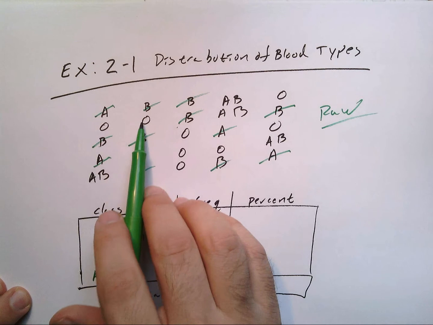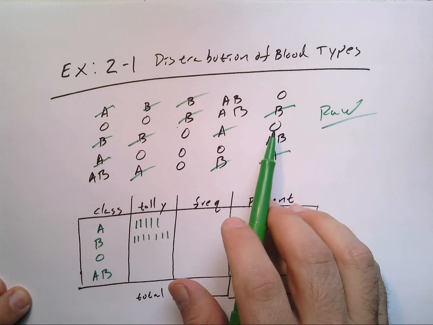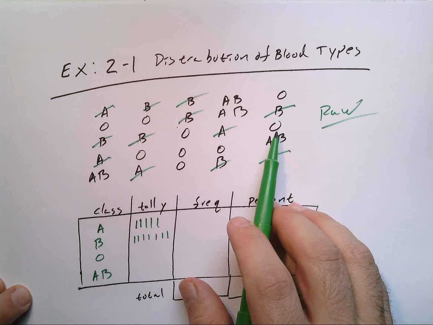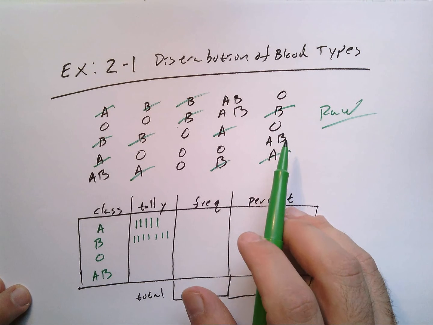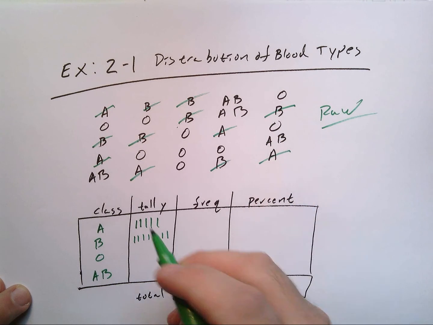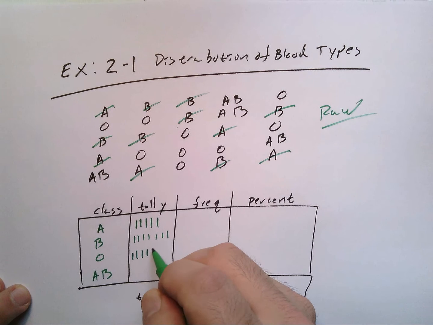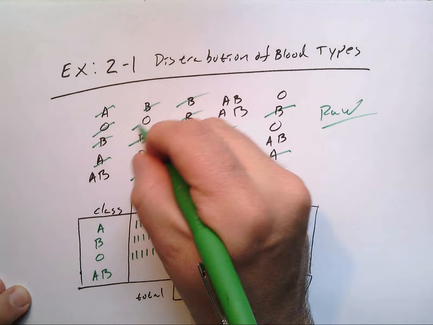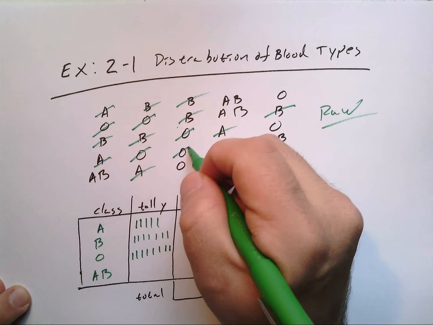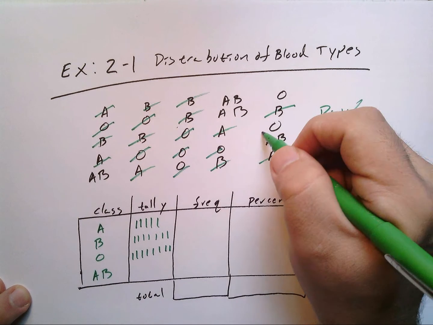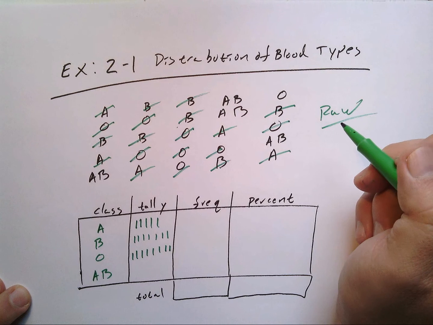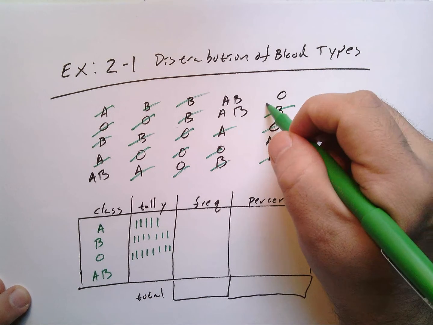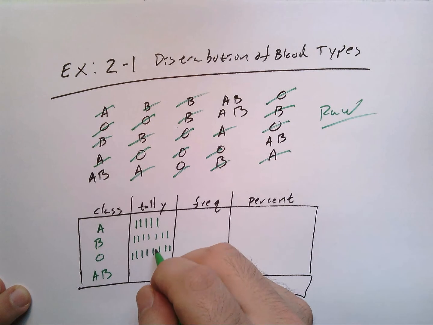Next up, the O's. 1, 2, 3, 4, 5, 6, 7, 8 O's. I'm just going up and down the columns, whatever makes sense, and counting them over. Again, I counted 8 of them. Now let's line them out. 1, 2, 3, 4, 5, 6, 7, 8. Oh, I made a mistake. I didn't get this one. See how the double count helps? 9. So now there's 9 of these.